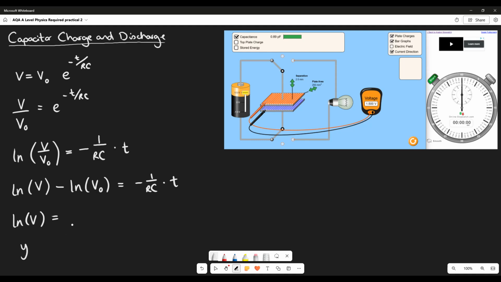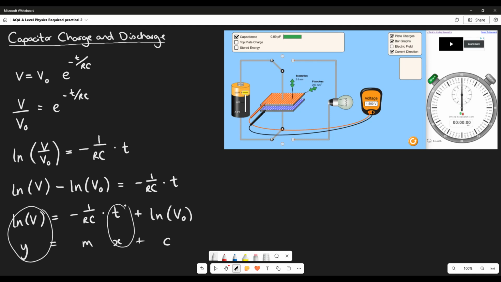I'm now going to rearrange this so that it's in the form of y equals mx plus c. There's our y. There's our m. Here's our x. And there's our c. So we're going to plot this on the y-axis. We're going to plot this on the x-axis. Here is our gradient, and here is our y-intercept.